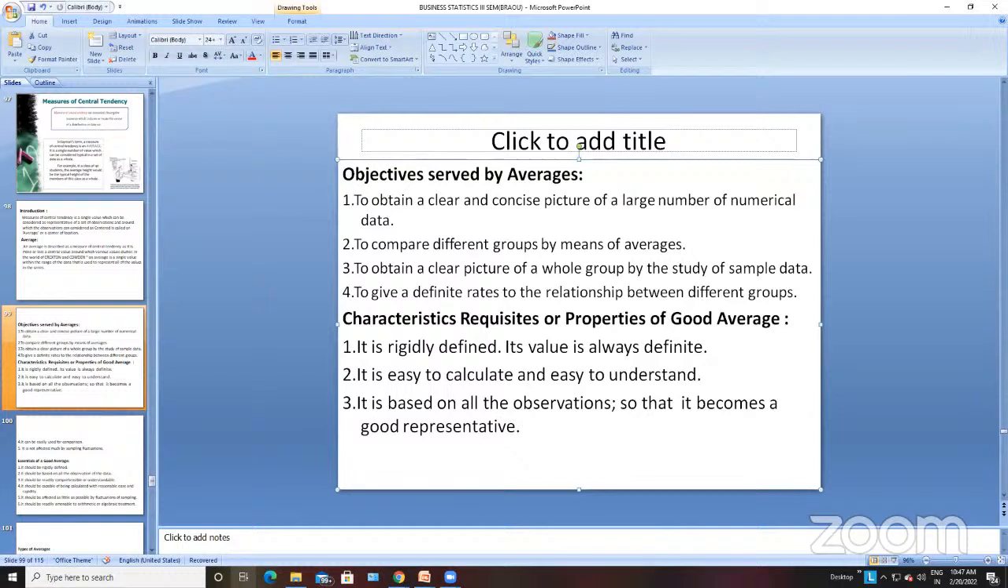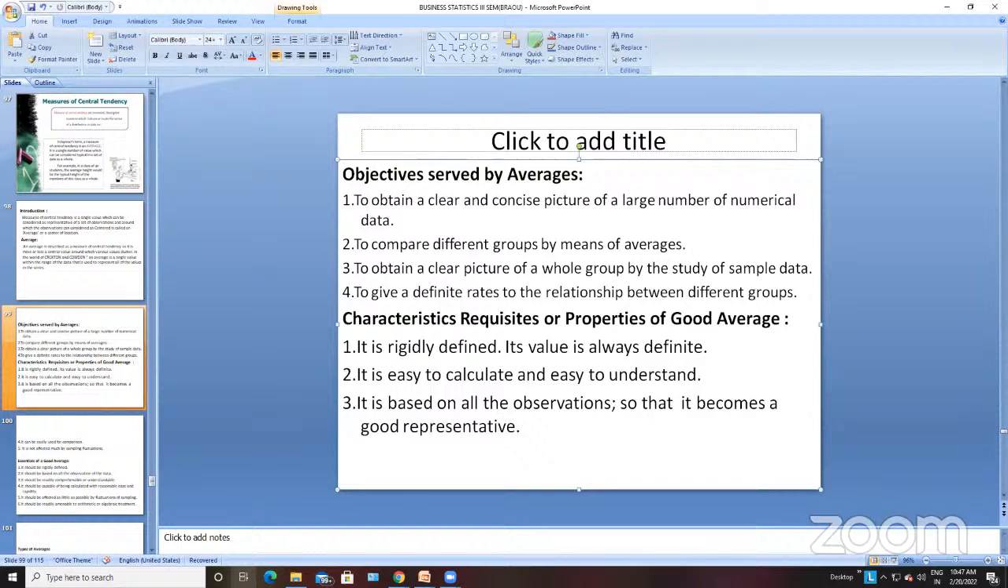Is it clear? Then we have to give the definite ratios, that is, a relationship between the two groups. So 5 feet is one group, 4 feet is another group, and if they are very tall, we make another group. So these are the objectives which are served by averages.